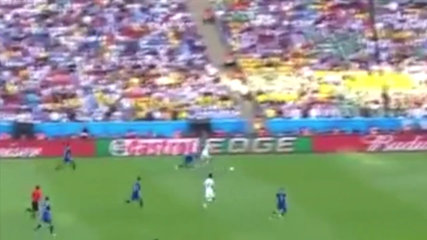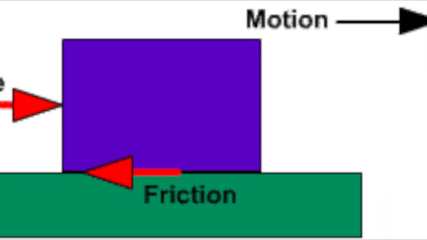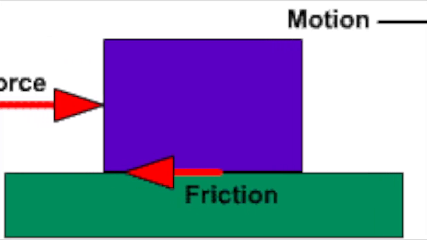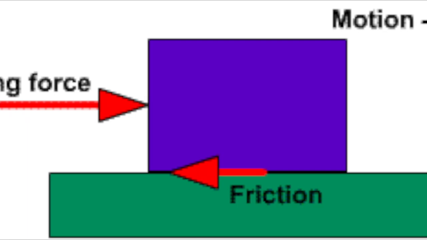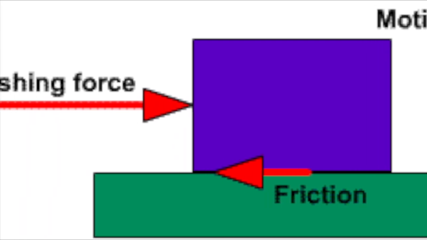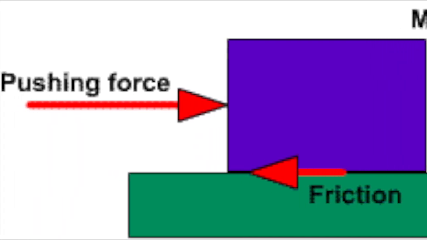Here, when the player is dribbling, you can see how the ball starts to slow down because of the frictional force grass plays on the ball. This frictional force is known as sliding friction. Sliding friction is the resistance between two objects in contact with each other.